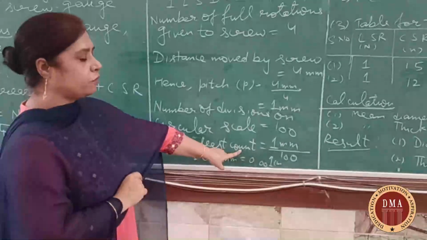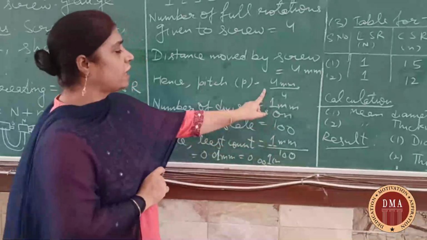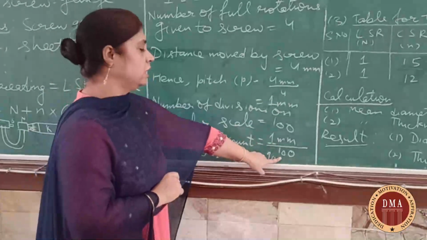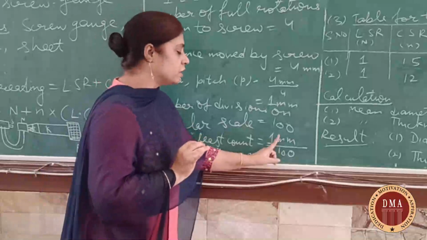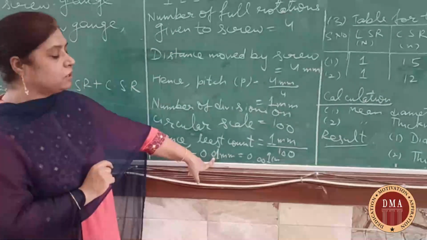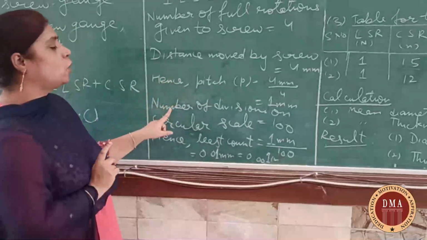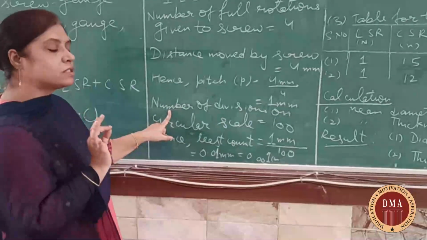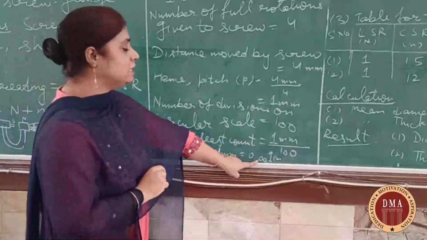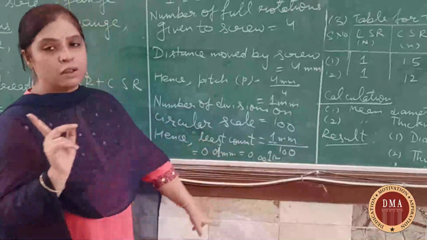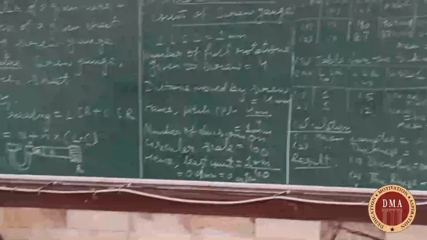Hence the least count of the screw gauge is 1 millimeter, that is the pitch, divided by the circular divisions, which is 100. So this equals 0.01 millimeter or 0.001 centimeter. This is the least count of our screw gauge. It will remain constant for every screw gauge. The least count is 0.001 centimeter. Now we will start with the experiment.